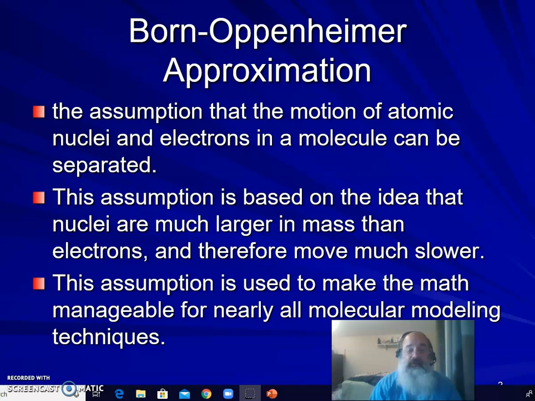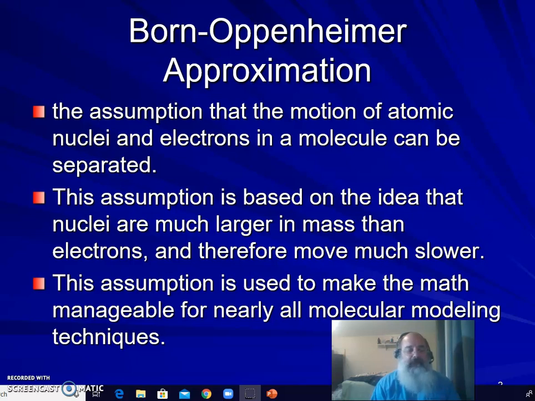Now, nuclei are attracted to electrons, and so their motion does depend on one another, but because nuclei are so big, they respond to forces much, much slower. They move much, much slower. And so the assumption that they're moving independently from the electrons isn't perfect, but it's close enough, and it makes the math manageable for molecular modeling, for determining how electrons are behaving from a bonding and anti-bonding and non-bonding standpoint.